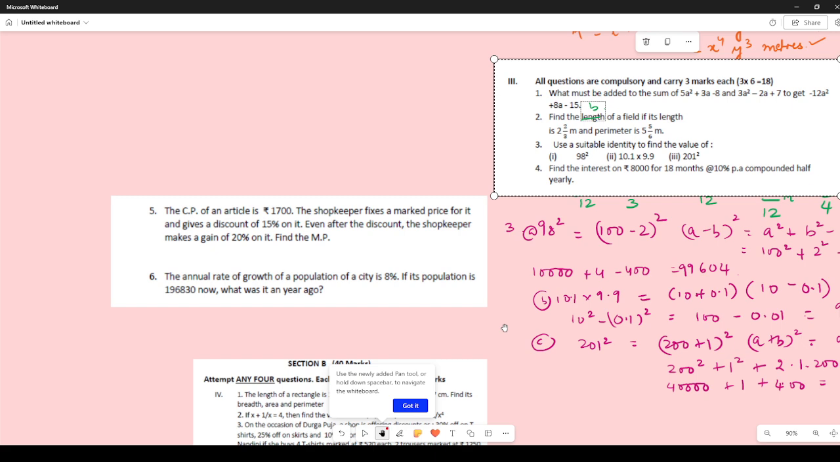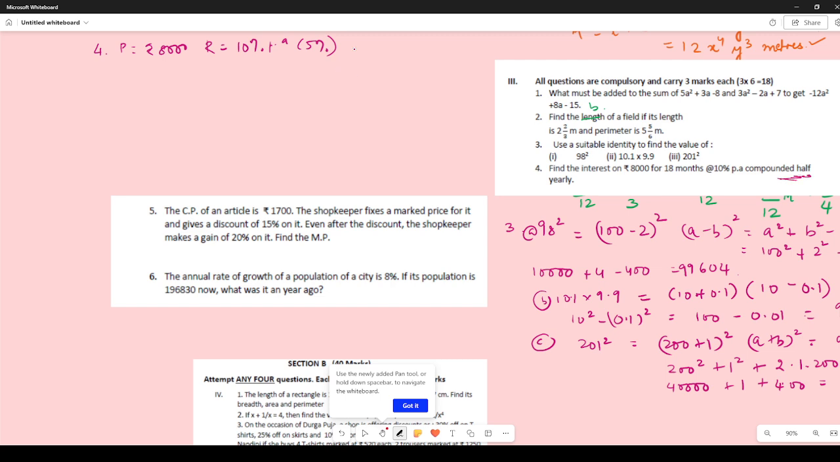Find the interest on rupees 8,000 for 18 months at 10% per annum compounded half yearly. Right? So let us take this up over here. P is equal to what? P is rupees 8,000. R is 10% per annum. So it becomes 5% because remember it is compounded half yearly, right? So rate becomes 5%.